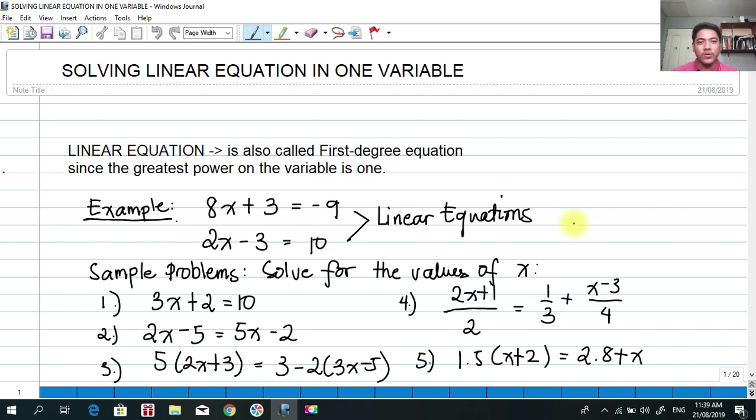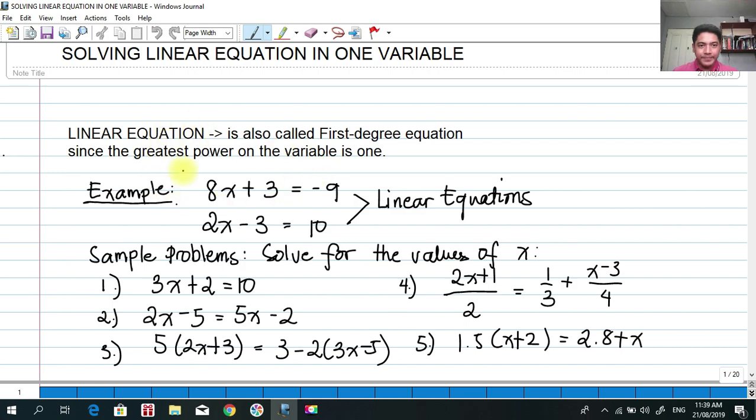A linear equation is also called a first degree equation because the highest exponent of the variable is 1. Okay? Since the greatest power of the variable is 1. For example, we have 8x plus 3 equals negative 9. The variable here is x and there is no other variable present. Hence we call that a linear equation because the exponent of x is automatically 1.